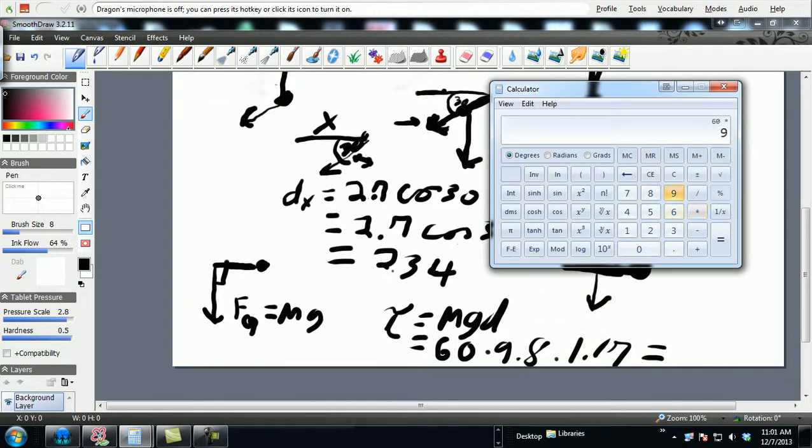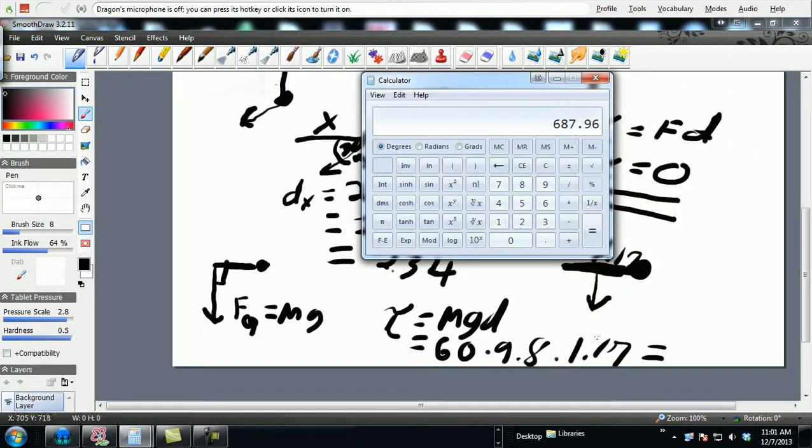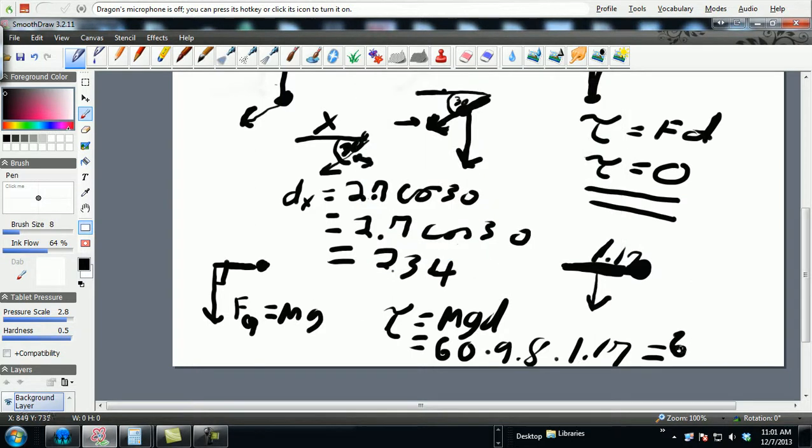60 times 9.8 times 1.17 is equal to 687.96, and you know that those are what? Newton meters, because remember, torque is simply force perpendicular to the distance, the lever arm, and that should be your answer.